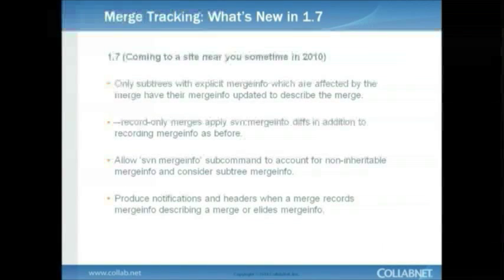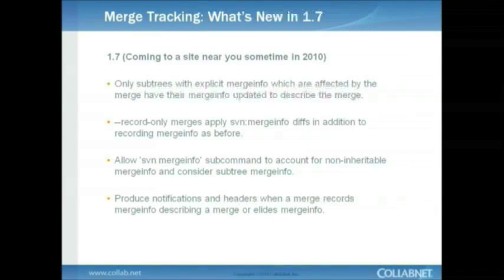All right, so what's new in 1.7? First, a disclaimer. I don't have a date for 1.7's release. The Subversion open source community will ultimately drive that date. I do feel safe in saying it will be sometime this year, but beyond that, it would just be a guess on my part. So anyway, when it is available, what is 1.7 going to bring us regarding merge tracking? The biggest improvement is that only subtrees affected by the merge will have their merge info updated. This will improve the signal-to-noise ratio between real changes and merge info updates when merging into branches with lots of subtree merge info.